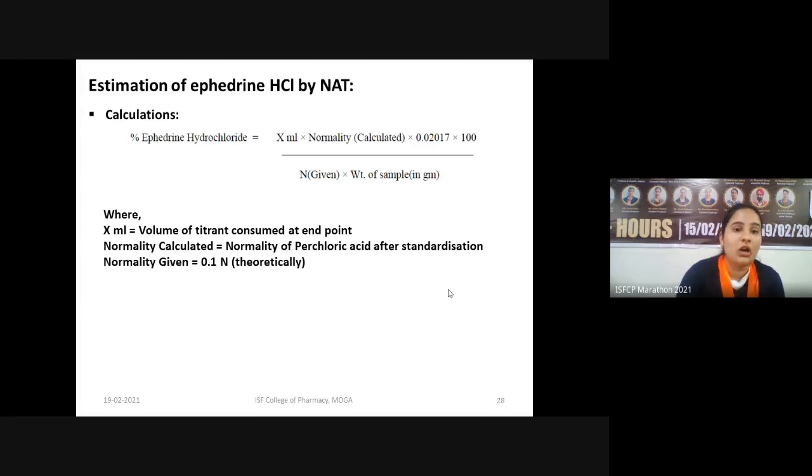Now, this is some more portion which includes the calculation. The percentage of ephedrine hydrochloride is equal to x ml, that is the volume of titrant, the volume of perchloric acid which we are using, into normality into 0.02017, that is the equivalent factor, into 100, divided by the normality which is given, divided by the weight of the sample which we have taken. So by this, the estimation can be done, and the percentage of the sample present can be analyzed.